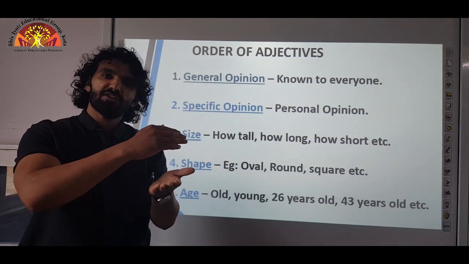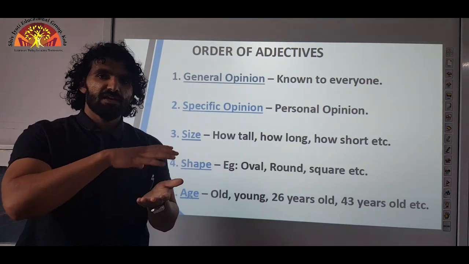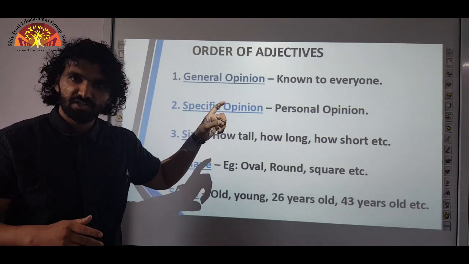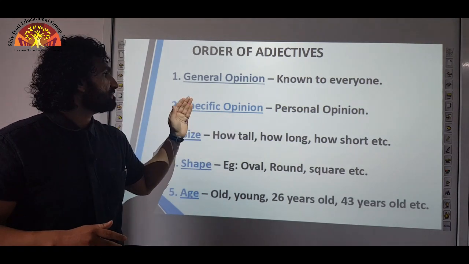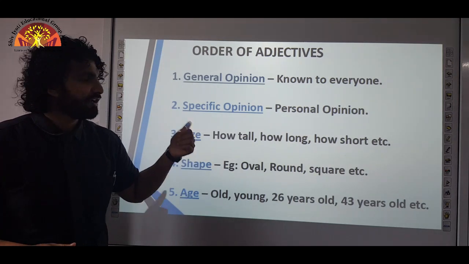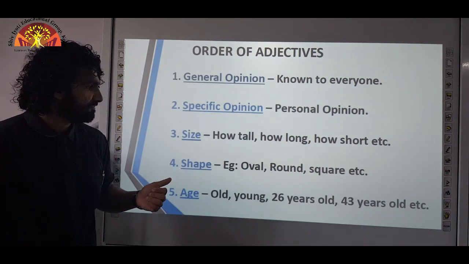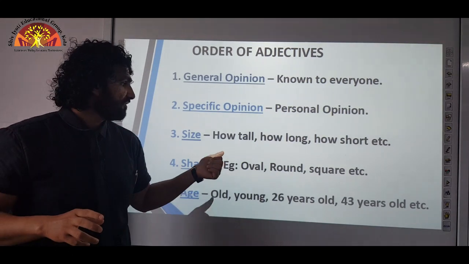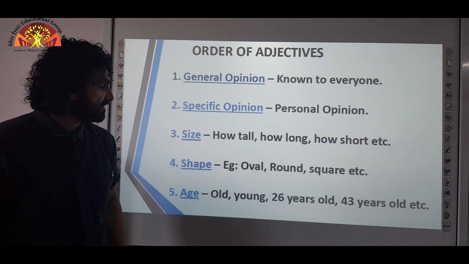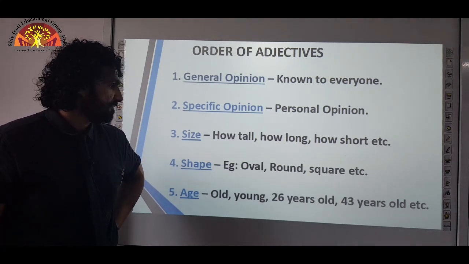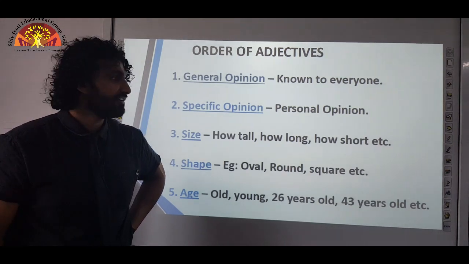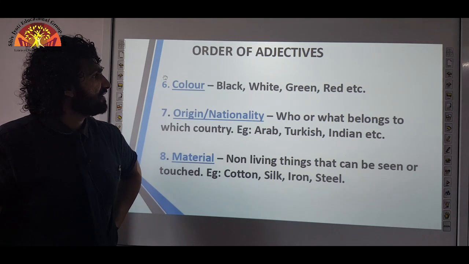So when it comes to multiple adjectives and order of adjectives, we will first see in the sentence the general opinion if it is mentioned, then specific opinion, then we will come to size, how tall, how long, how short, etc. Then shape, oval like an egg, round, square, etc. Then we will try to look for age. It can be old, young, the person can be of 26 and person can be of 33. Then color, black, white, green, red.